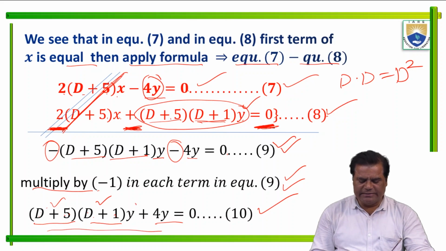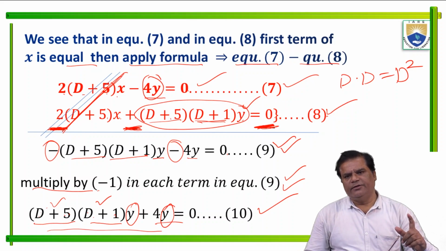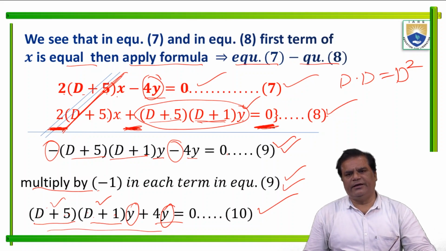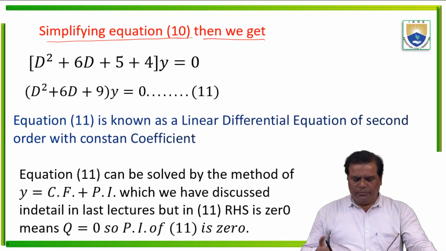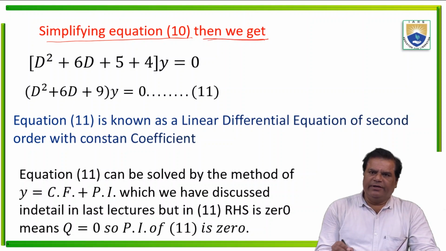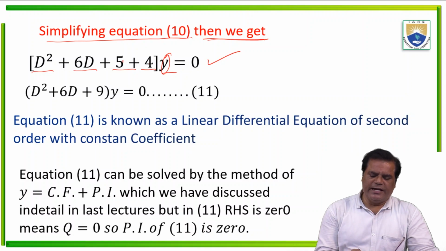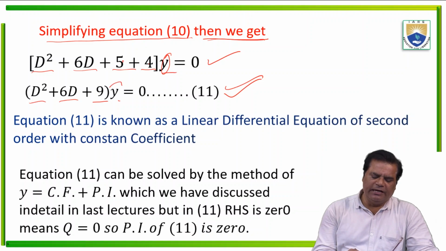After solving, y is common. It is common on the right-hand side, not the left, because y is differentiated with respect to t. Y is the dependent variable here, so y always goes to the right-hand side as common. Simplifying equation 10, we get (D squared plus 6D plus 5 plus 4)y equal to 0. Five plus 4 is 9, so D squared plus 6D plus 9, y equal to 0. This is equation number 11. Here there is only a single variable, y.